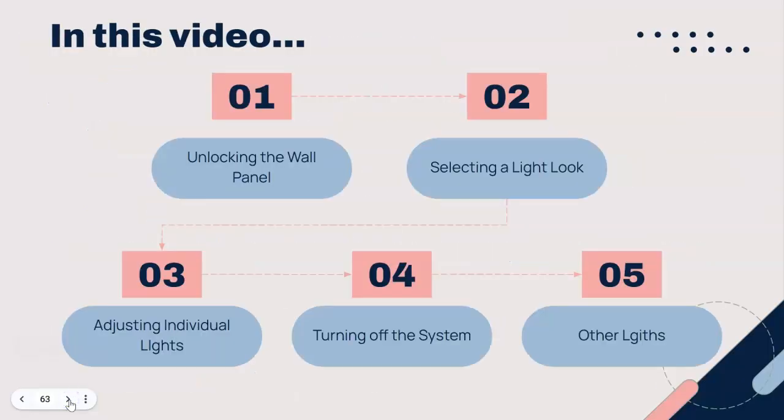You should now be able to unlock the wall panel, select a correct light look, adjust lights as you need, and turn off the system simply. If you are looking for more information about the auditorium lighting system, explore other videos in the Quick Guide series.